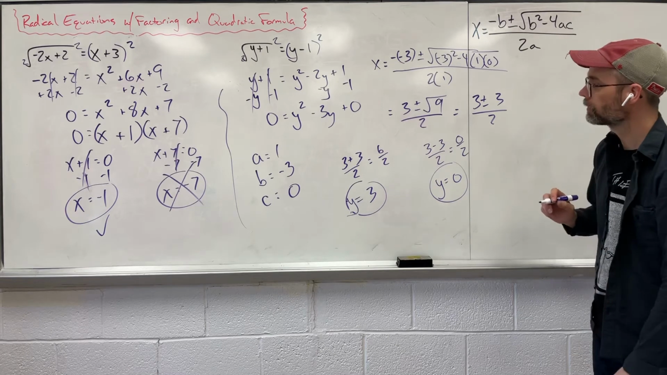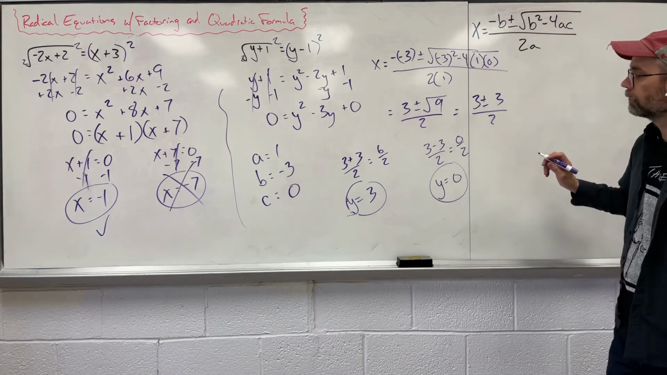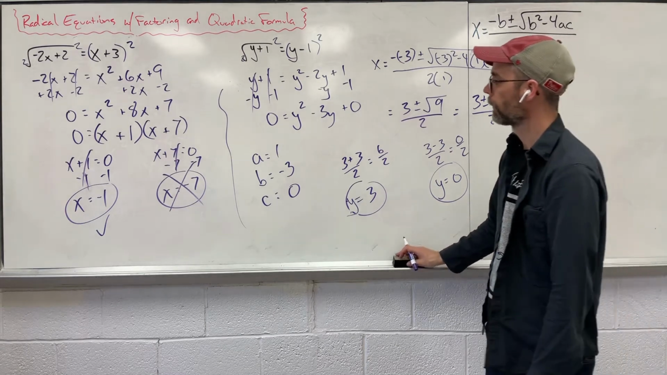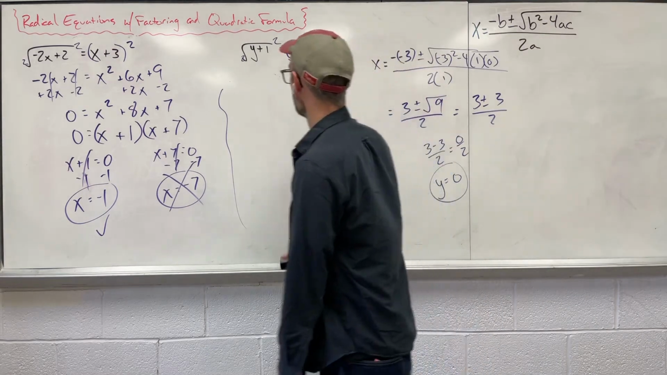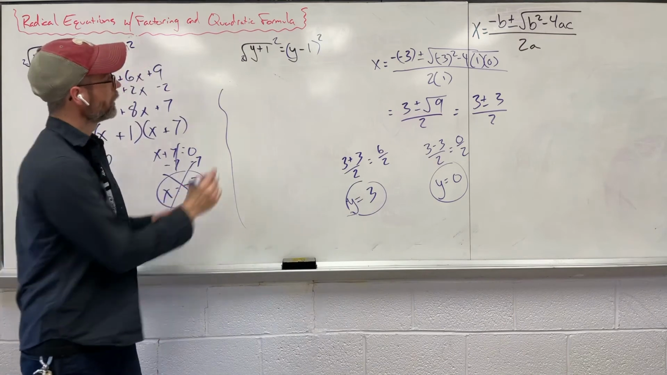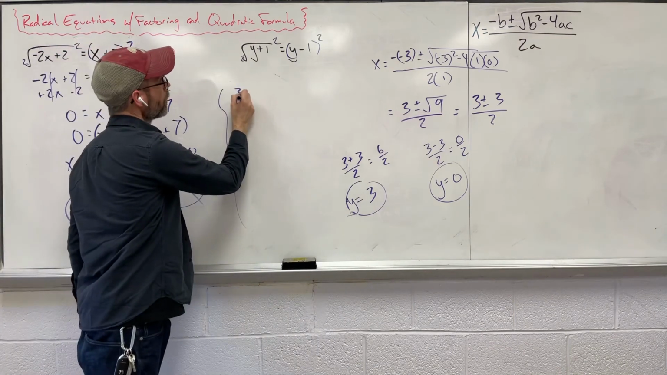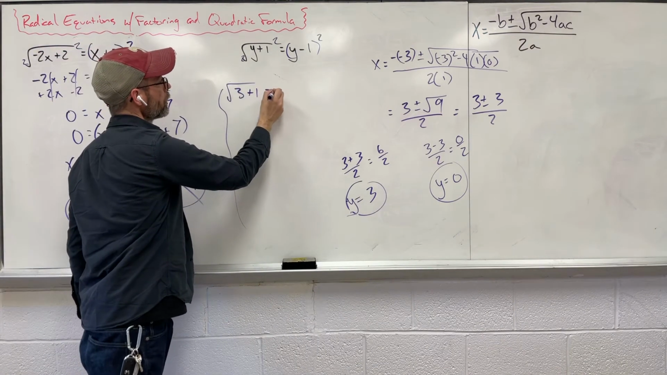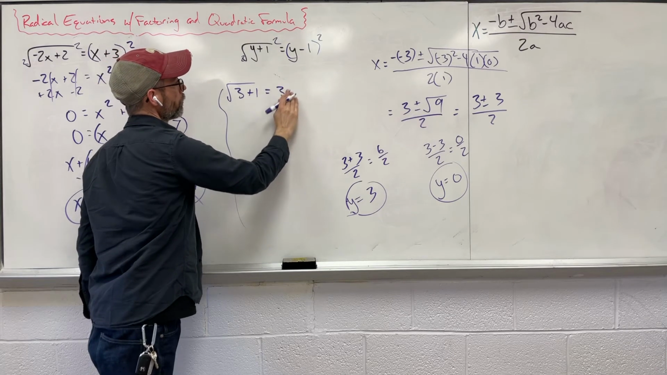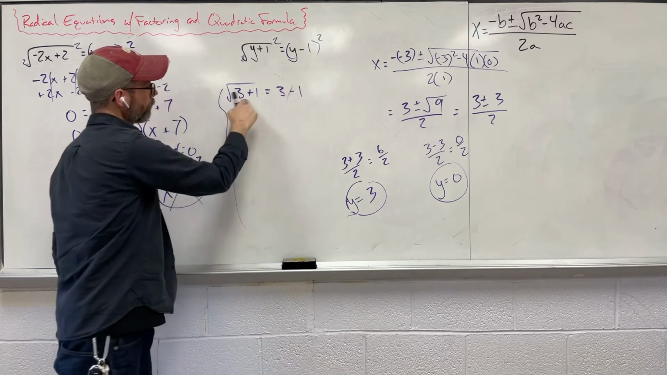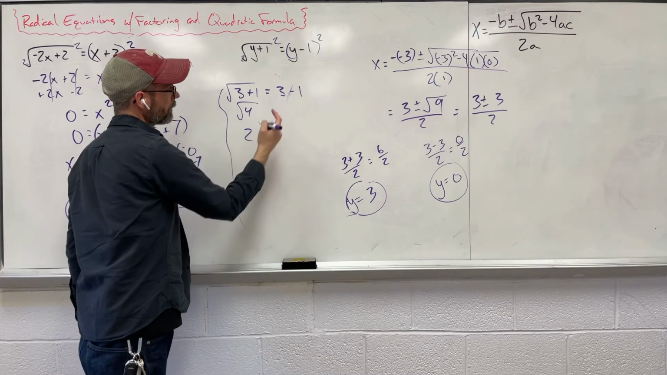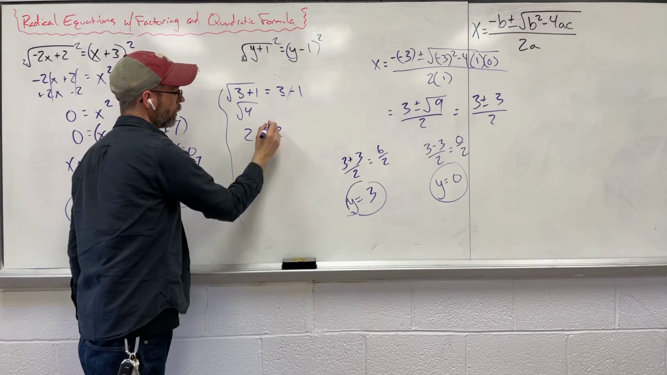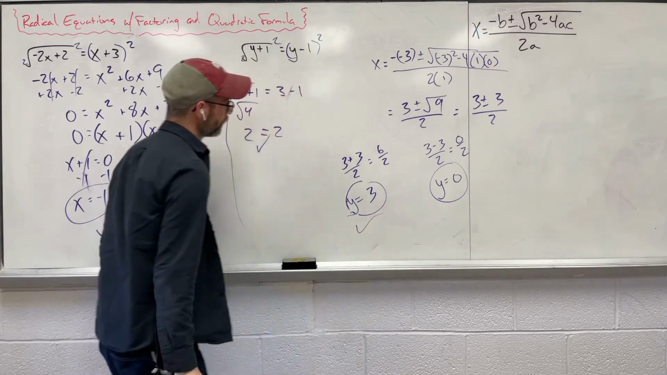Take them step by step. I'm running out of room here. We're going to say square root of 3 plus 1 equals 3 minus 1. 3 plus 1 inside gives us 4. Underneath the square root, that's 2. On the right side, 3 minus 1 is 2. That's good. That's an answer.